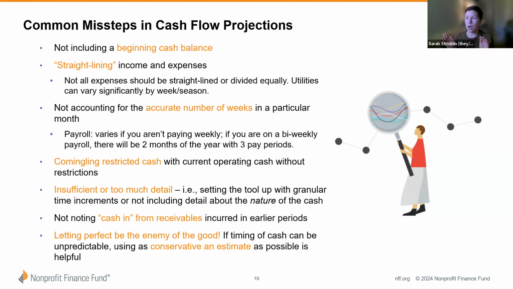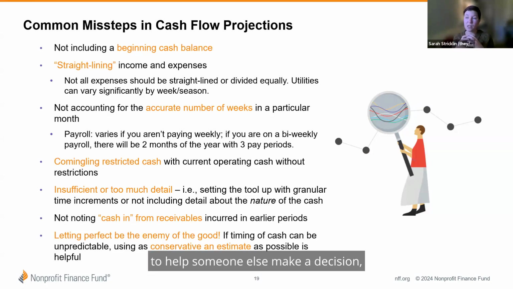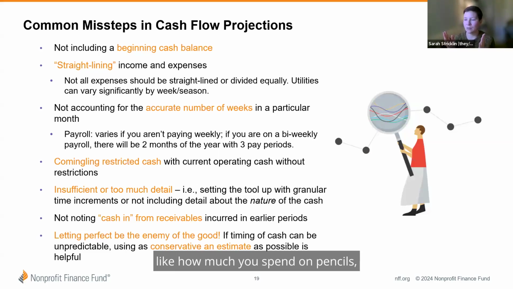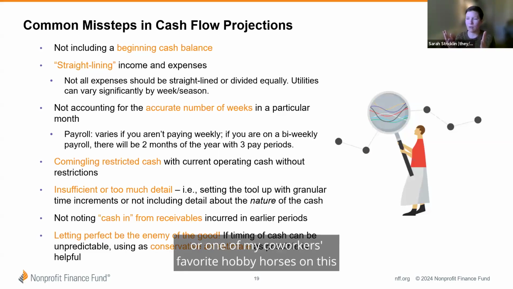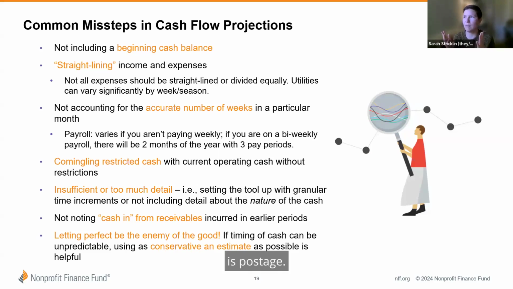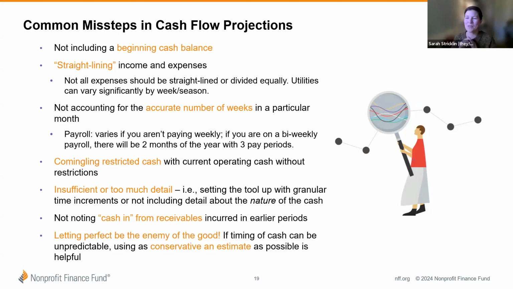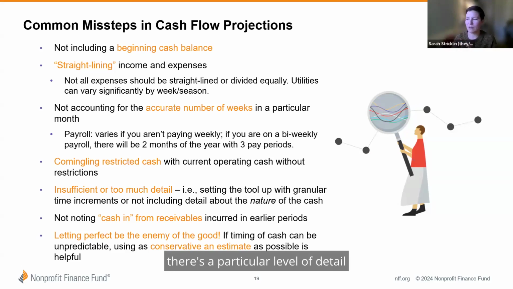Obviously, internally, however much detail is helpful for you to keep track of things is fine, but when you need to use it to help someone else make a decision, you don't want their focus to be on minor issues like how much you spent on pencils. Or one of my coworkers' favorite hobby horses on this is postage. She hates it when people track postage specifically. So just keep in mind there's a particular level of detail appropriate for different situations.